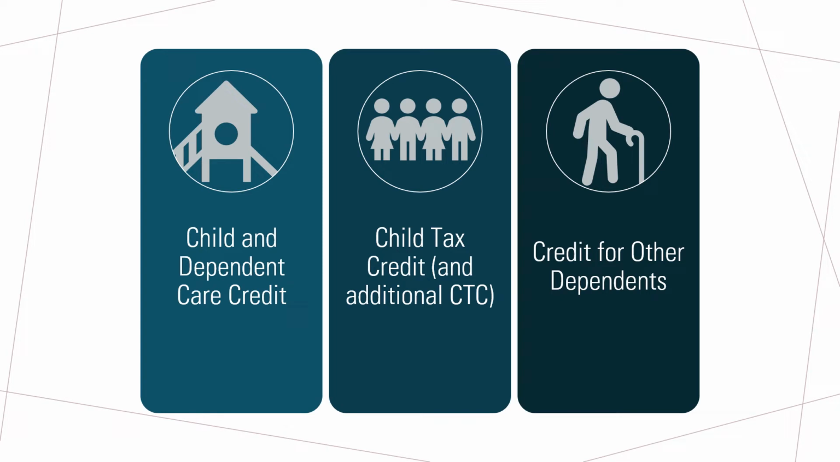I just want to make clear, when you go on to Link and Learn, there's a separate lesson for the child and dependent care credit, and then the child tax credit and the additional child tax credit and the credit for other dependents are together as one lesson. So that's how those lessons are divided out when you go over to Link and Learn.